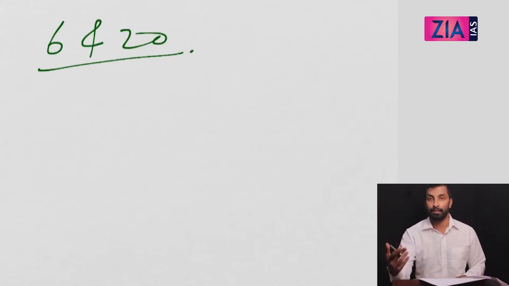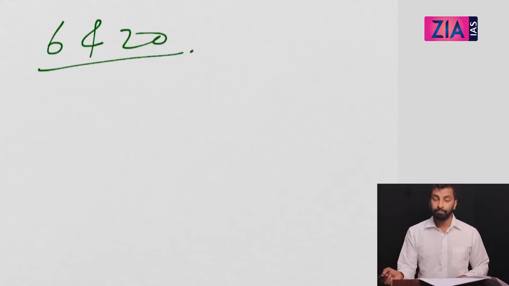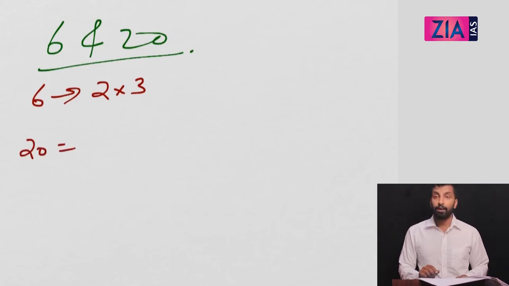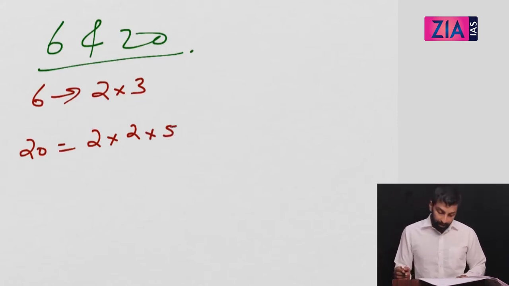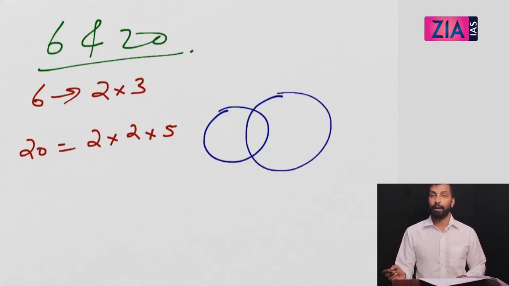Okay, let's visualize this in a Venn diagram. You can write 6 as 2 into 3, and 20 as 5 into 4, so basically 2 into 2 into 5. Now if you make a Venn diagram for 6 and 20, how will you make it? So this is 6. Let's make a bigger diagram for 20. So let's keep this as 20.